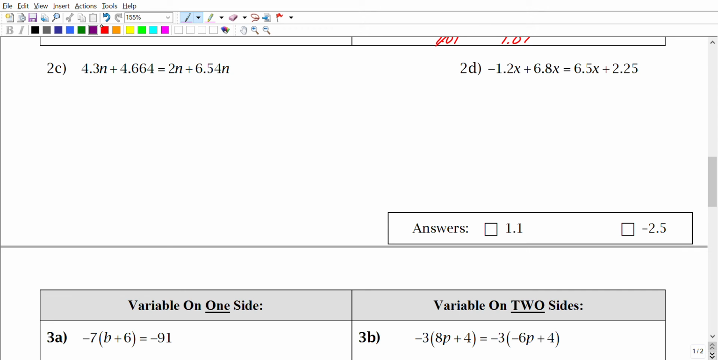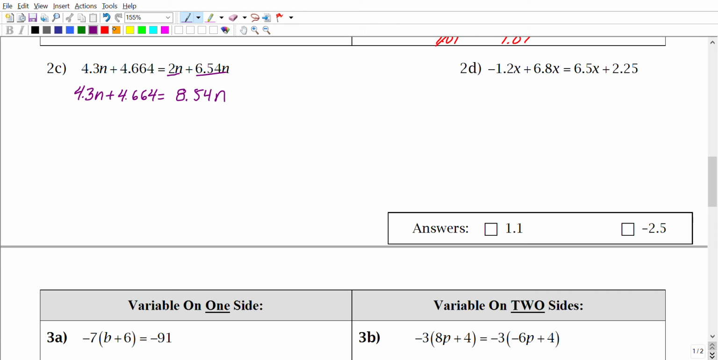All right, guys, let's go ahead and double check these two problems. So 2C, can I combine anything on the left side? No. Can I combine anything on the right side? Yes. I can combine these two terms. So I have 4.3n plus 4.664 equals, well, when I add those up, I get 8.54n. All right, I have officially combined everything.